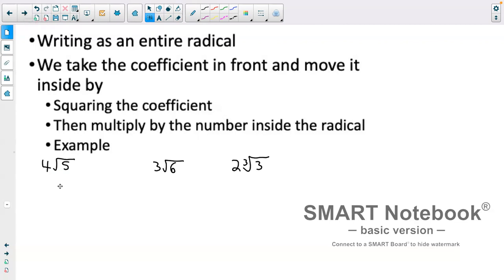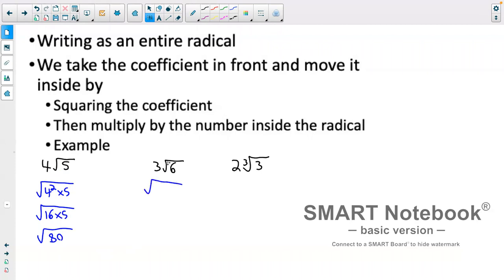So first one, we have 4 root 5. So that would be the same as 4 squared times 5 inside our root. So 4 squared is 16. 16 times 5 is 80. So 4 root 5 is the same as the square root of 80.